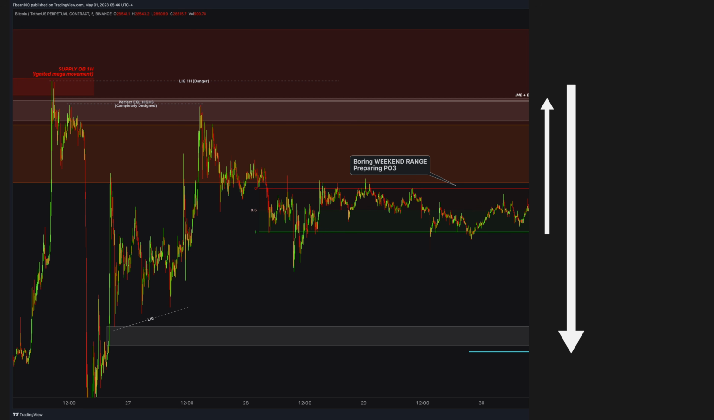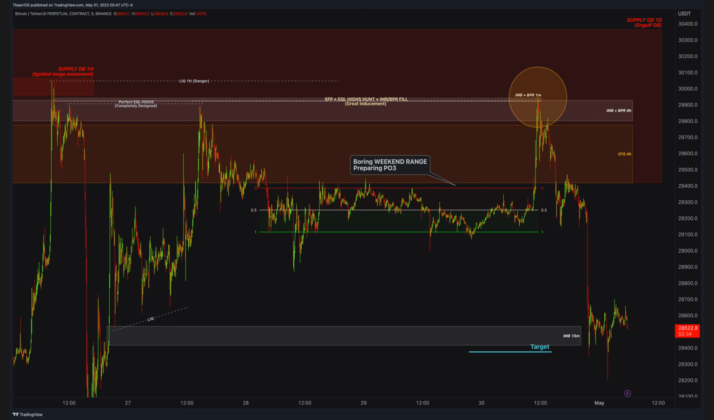I am not an oracle. These were two possible cases. However, what happened? Case 2 happened. Price moved up first and made its manipulation phase. Why this area? Let's count what happened here. 1-minute imbalance and BPR filled. 5-minute perfect equal highs hunted. 5-minute swing failure pattern happened.